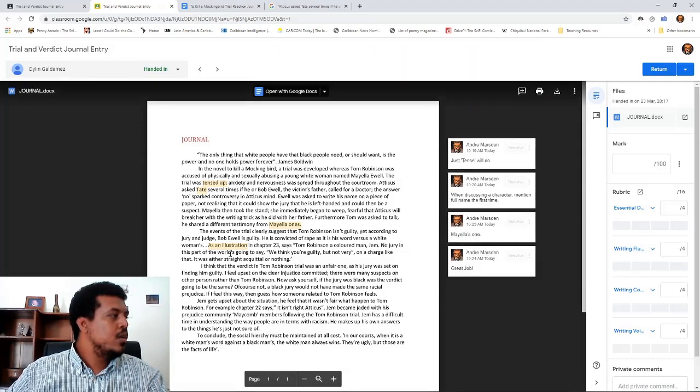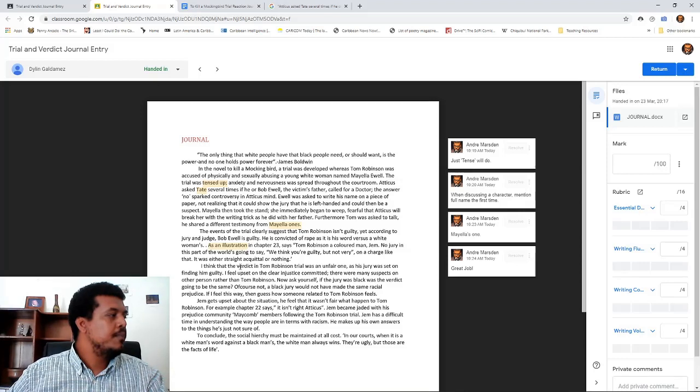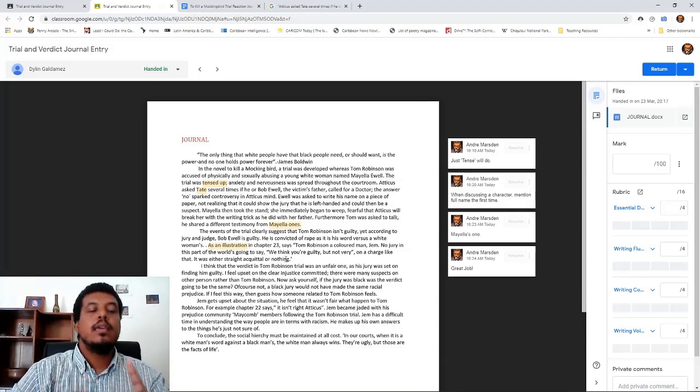No jury in this part of the world is going to say, we think you're guilty, but not very, on a charge like that. It was either straight acquittal or nothing. Now, what I would like is for Dylan to come back and paraphrase that, to put that into her own words, because there are some words in there that even I don't quite get. Words like acquittal. What is that? I'm not sure what that is. Can you process it for me?